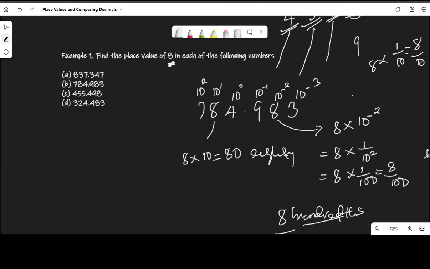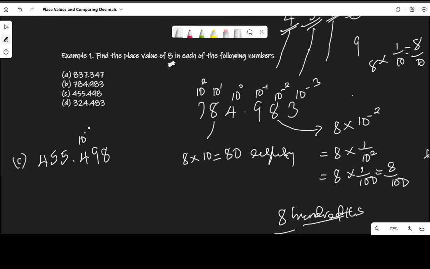Then question C. Excuse me. Let's do it here. Because here I have 455.498. Since the 8 is here, let's forget about the whole number part.